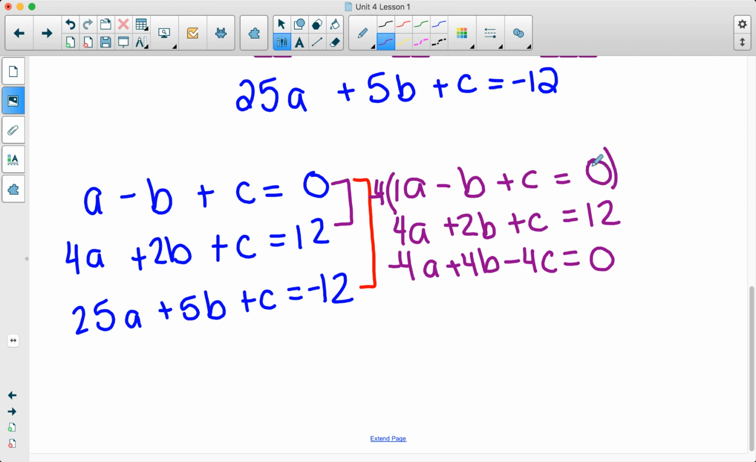You won't always have 0 here. You might have an actual number other than 0 that you would have to multiply the -4 by, or whatever you're multiplying by. So make sure you're multiplying both sides of your equation.